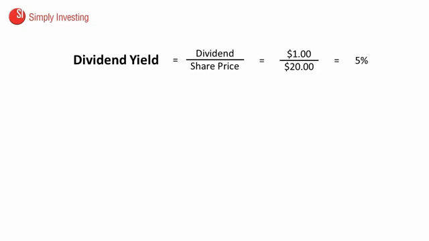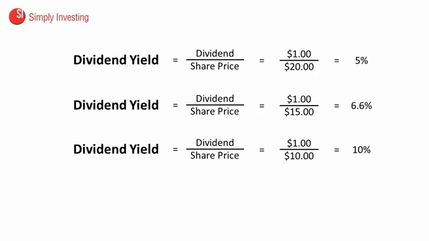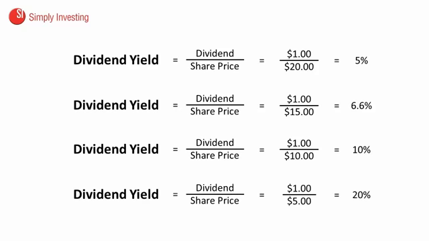Now, what happens if the share price starts to drop? Let's say we go from $20 a share to $15 a share. Or let's say we go even further down to $10 a share. Or if the share price drops to $5. You can see that as the share price continues to go down, the dividend yield continues to go up.